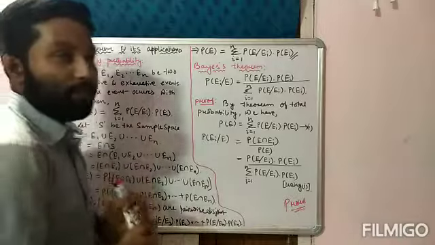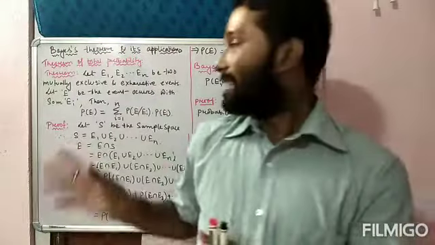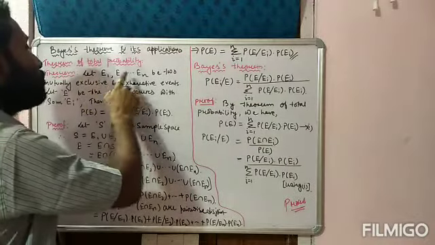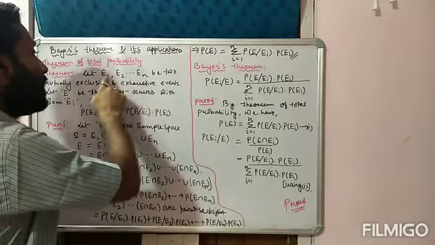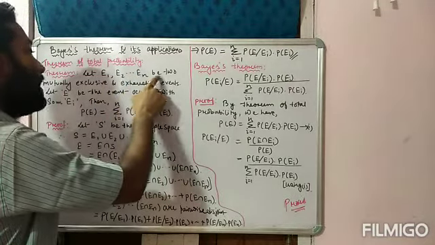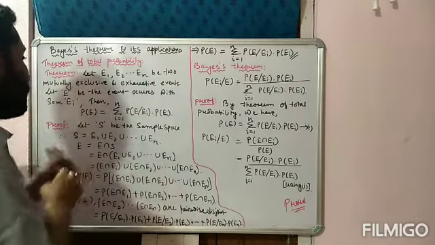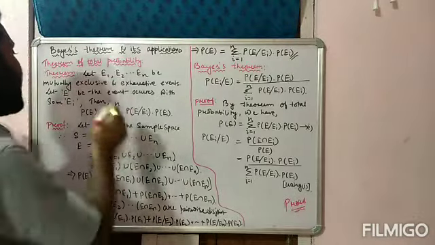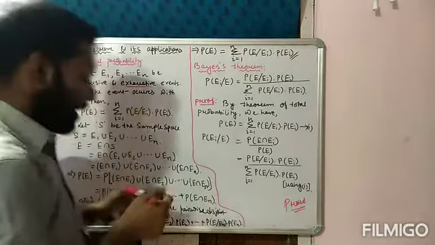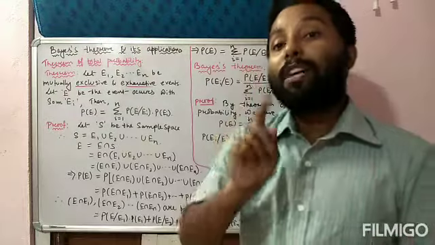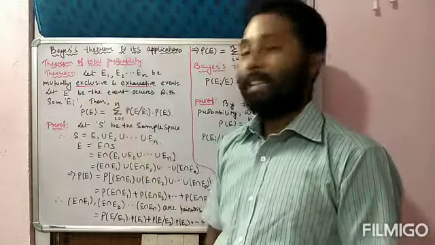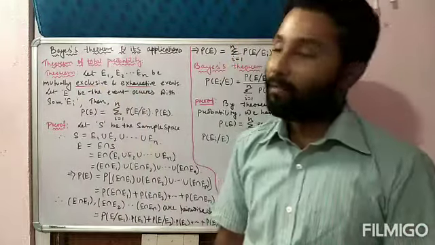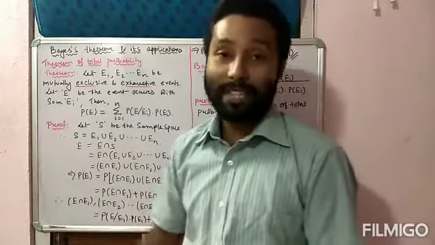So what is the statement? First of all you have to understand the statement part. Okay, so what is the theorem? Let E1, E2 up to En be mutually exclusive and exhaustive events. Here n number of events are there, E1 to En. These events are mutually exclusive as well as exhaustive. Already I have given the definition of mutually exclusive as well as exhaustive events.